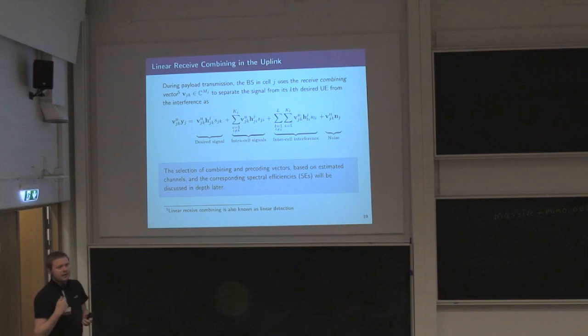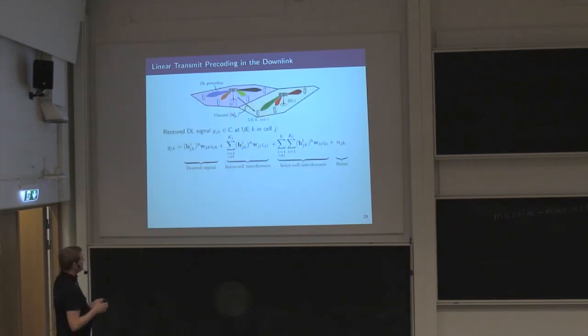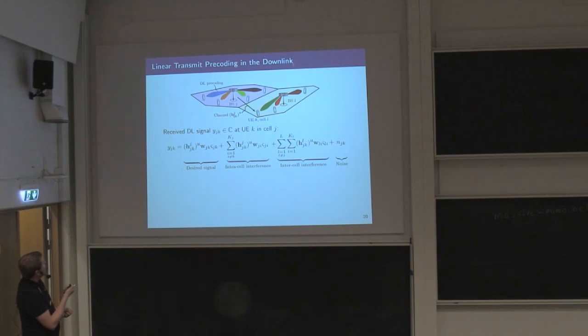And we will look later today on how to select these combining vectors in a good way. We have seen maximum ratio and zero forcing as two options earlier today, and we will look into what will be the actual optimal thing and how you, from those ones, can interpret what zero forcing and maximum ratio are as well. And briefly, what is linear transmit precoding in the downlink?